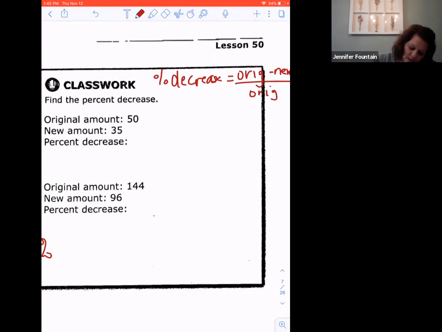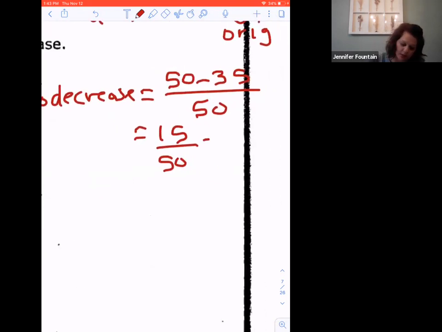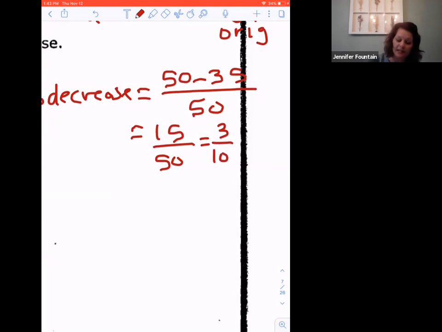So for the first one, percent decrease equals, my original amount is 50. So I know I have 50 minus my new amount is 35. So I have 50 minus 35 over 50. I put my original amount in the denominator. So 50 minus 35 is 15 over 50. That will reduce, they're both divisible by 5, and that gives me 3 over 10. Okay, I know that 3 over 10 as a decimal would be 0.3. And 0.3 as a decimal is equal to 30%.